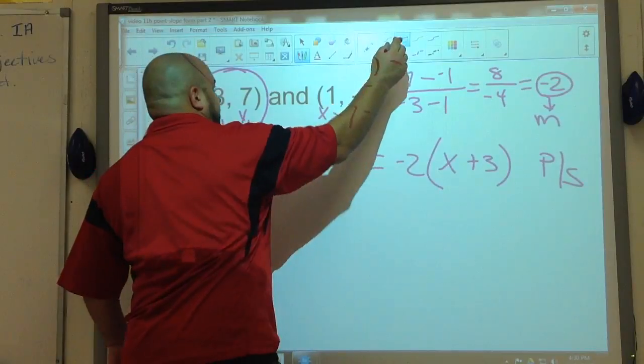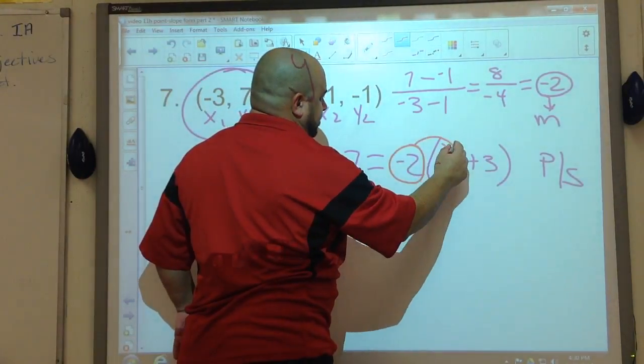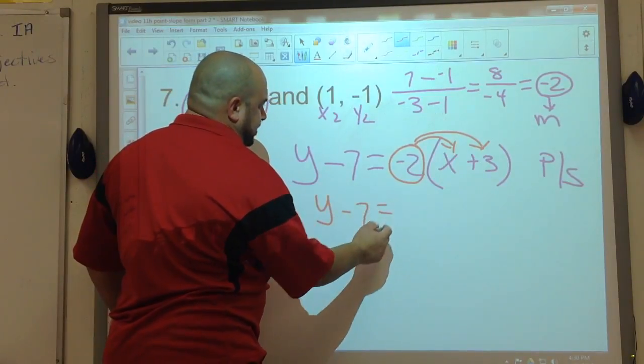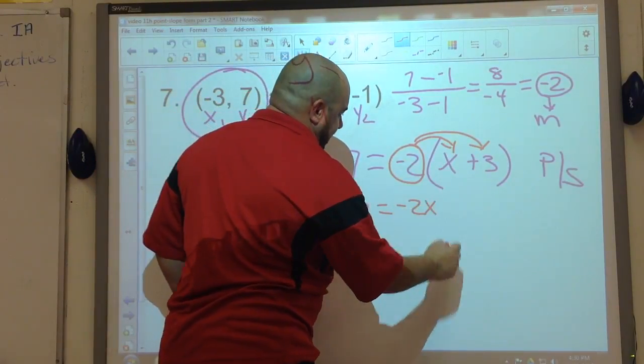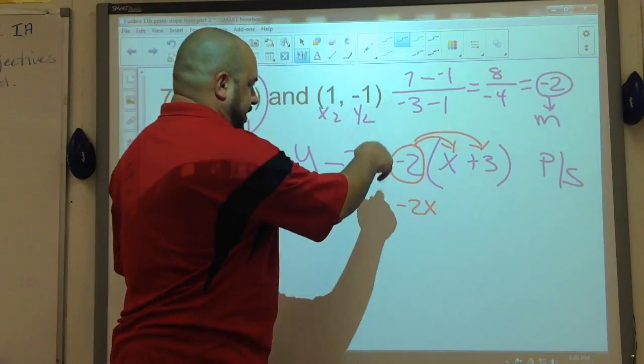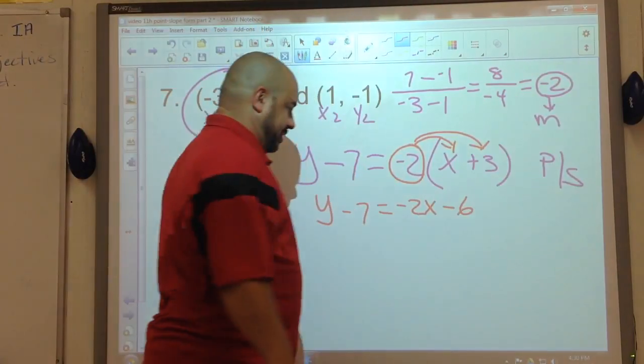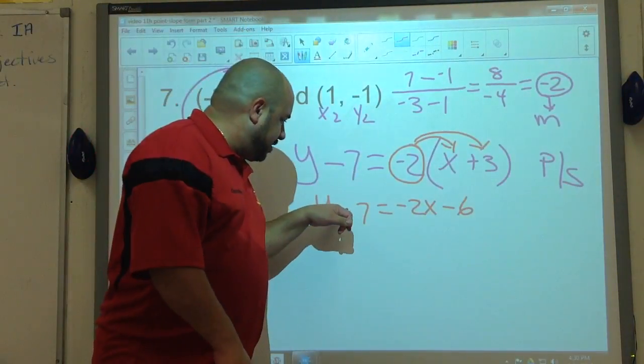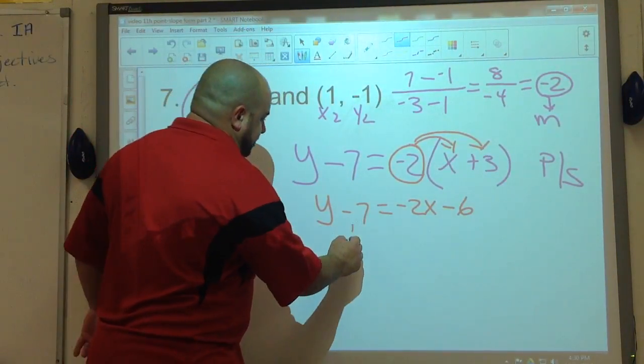So let's distribute. Take this negative 2 and distribute to the x and to the 3. Let's bring down the y minus 7. Negative 2 times x is negative 2x. Negative 2 times 3 is negative 6. Now let's get y by itself. And the only thing we can do here is add this 7 to both sides.